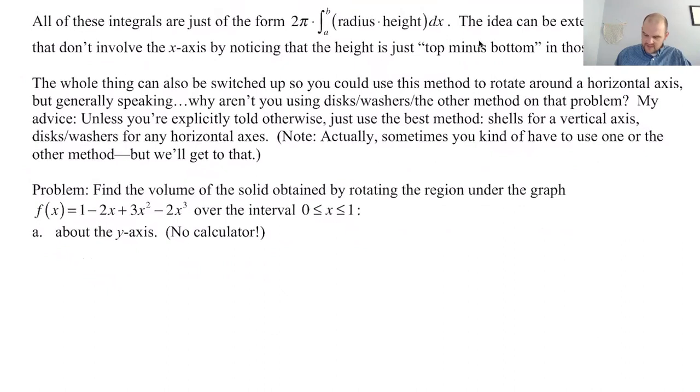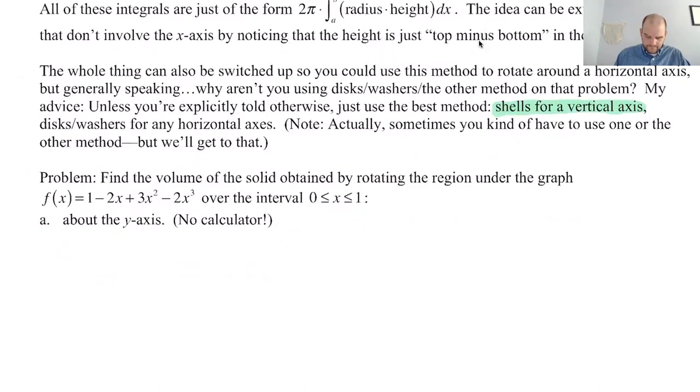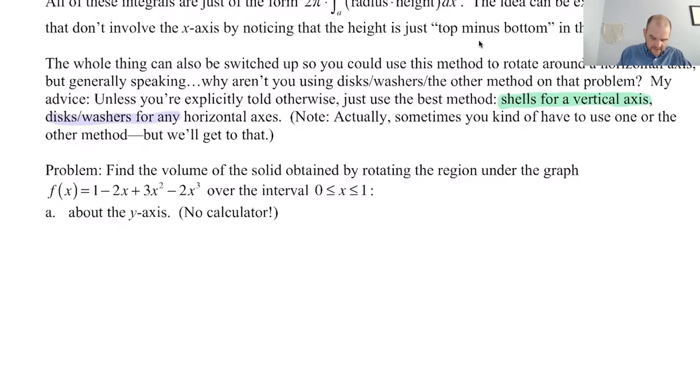And so if you're using shells, I pretty much will only use shells for a vertical axis of revolution. So if you're going around a vertical line, I use shells, and I always use discs and washers for horizontal, unless someone tells me I have to do it another way, or it's possible to run into difficulty where you have to use one or the other.